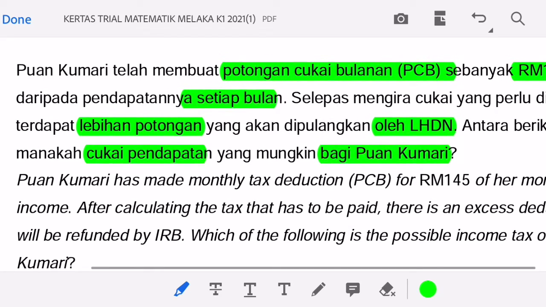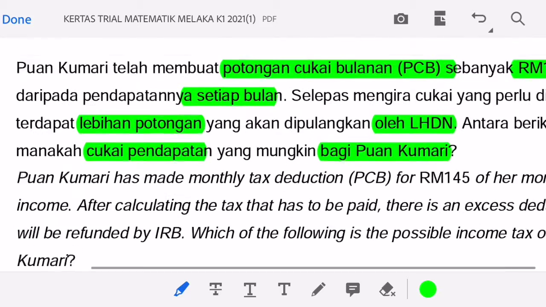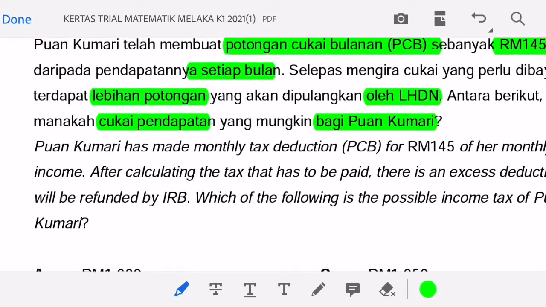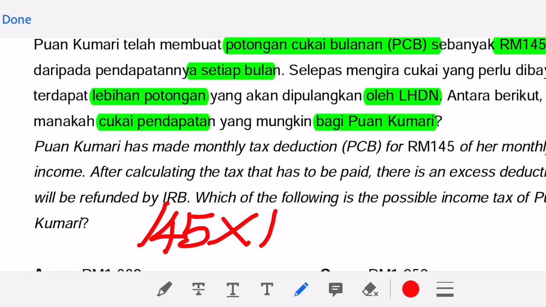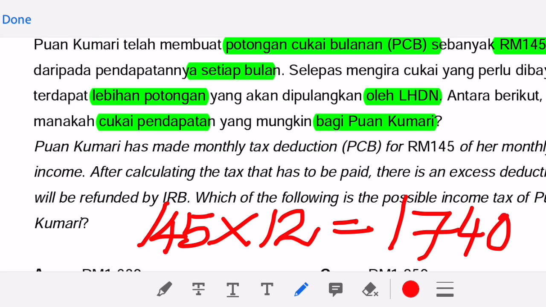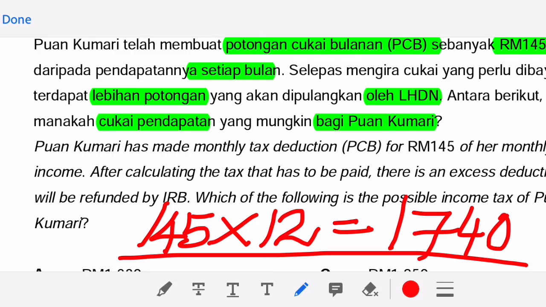So, potongan cukai bulanan for 1 whole year, you should know that it's 145. If every month, 145, so 1 whole year, you need to times 12. So that means 145 times 12 will get 1740. So PCB for 1 whole year is 1740.